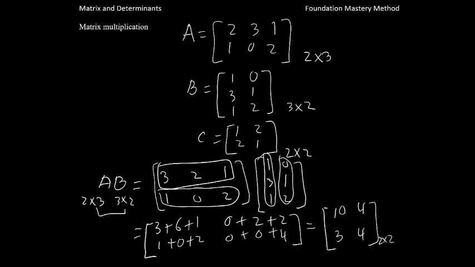So if you see, the order of A is 2 by 3, the order of B is 3 by 2, so 3 and 3 match. So remaining is 2 and 2. So the order of AB will be 2 by 2, and then you can see exactly here, 2 rows, 2 columns.